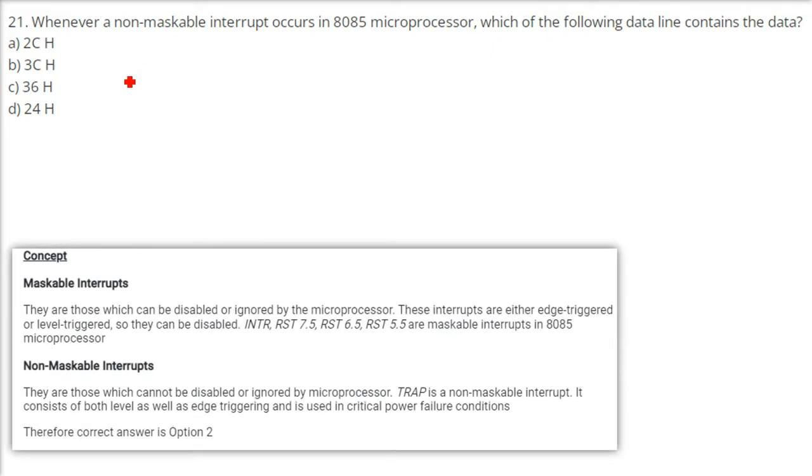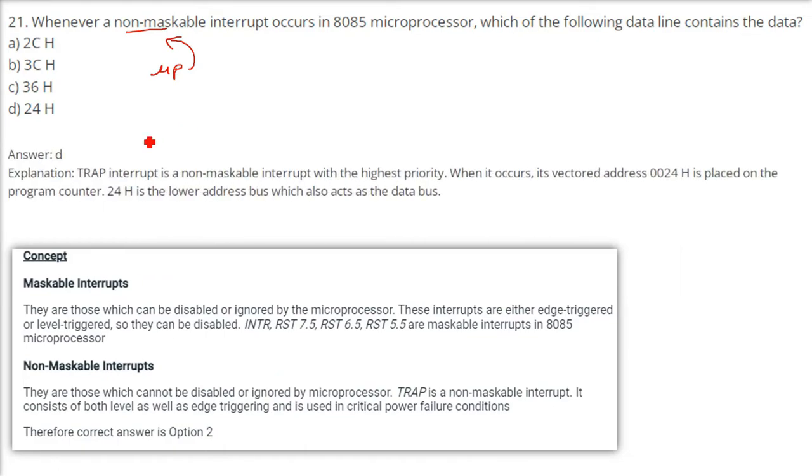Now interrupts are of two types. First is maskable, second is non-maskable. Non-maskable means they cannot be disabled or ignored. The microprocessor has to cater to it, has to handle it. Trap is one of that kind. And maskable can be ignored, it can be delayed.